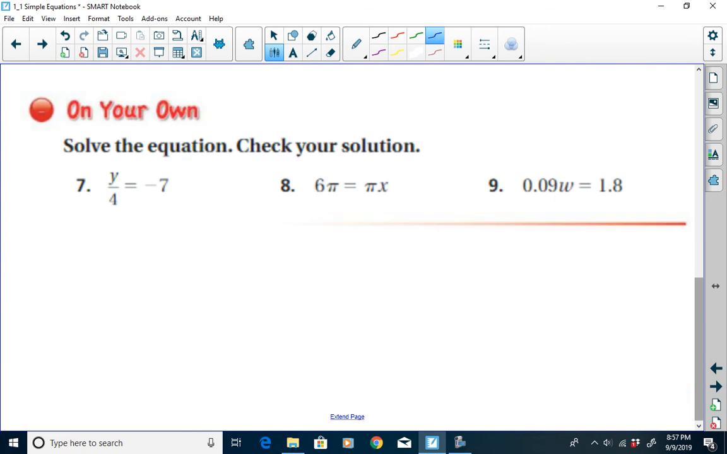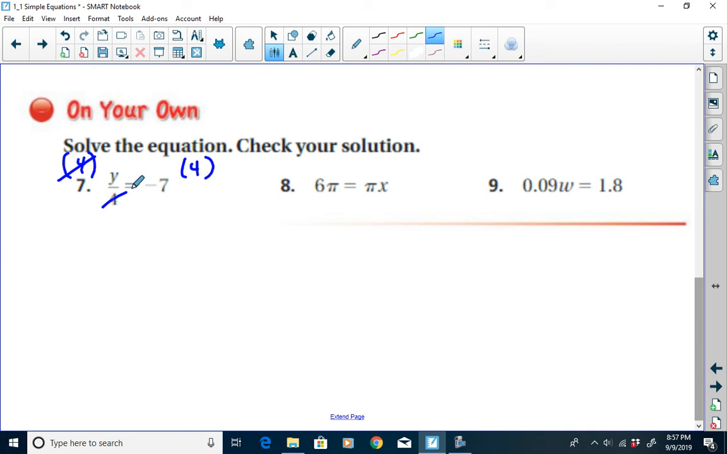Alright, so let's try these examples here. This first equation says some number divided by 4 is equal to negative 7. I want to do the inverse or opposite of whatever operation I see here. So I see division. Well, what's the inverse operation of division? Multiplication. Well, what am I going to multiply both sides of the equation by? Whatever is dividing that variable, that's what we're going to multiply both sides of the equation by. So I'm going to multiply by 4 on the left side of the equation, and I'm going to multiply by 4 on the right side of the equation.